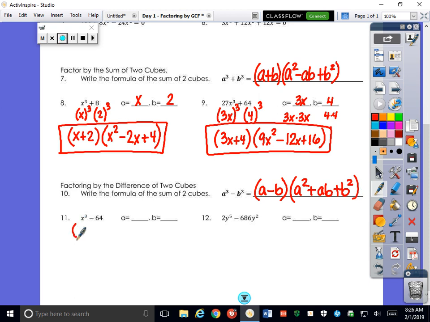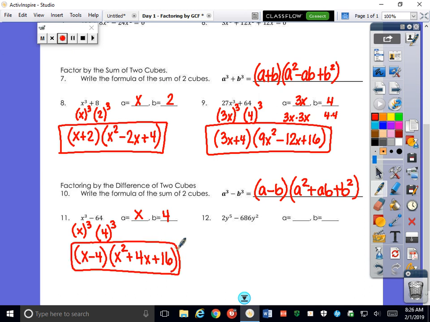We have to figure out what I cubed to get x cubed. You cubed x. And what did I cube to get 64? You cubed 4. So a is x and b is 4. So when I put that together, this is going to be x minus 4, because it's a difference of cubes. And then it's going to be x squared, and then plus this time, and we multiply a and b, which is 4x. And then plus 4 squared, which is 16. It's just a matter of substituting into the formula.